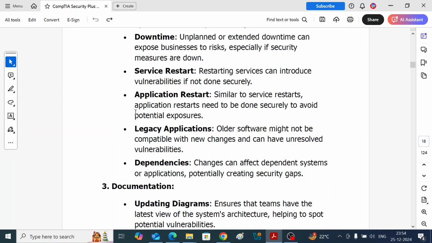Then we have application restart. So that was a service restart. This is an application restart. Similar to services, application restart needs to be done securely to avoid potential exposure. So here, the application that we have rebuilt, probably we have replaced an older application with a new application altogether. So the same logic goes here, that we need to ensure that all secure measures are taken.